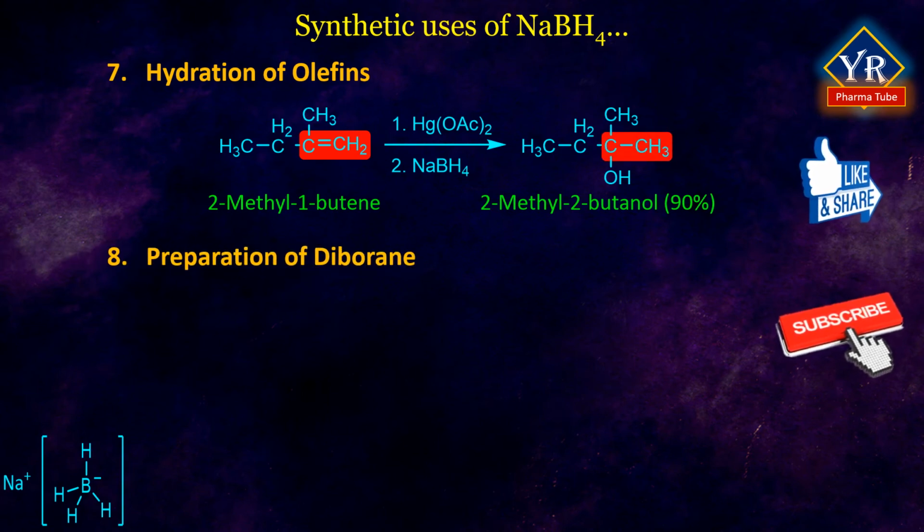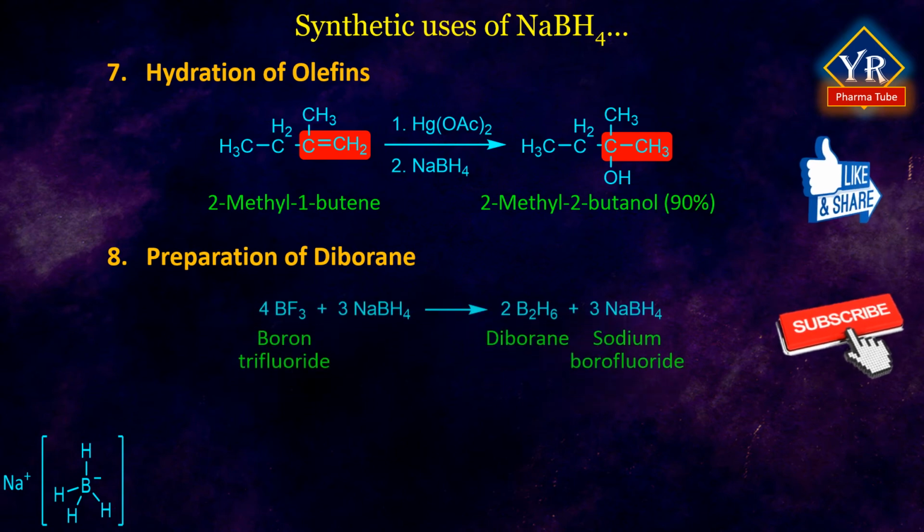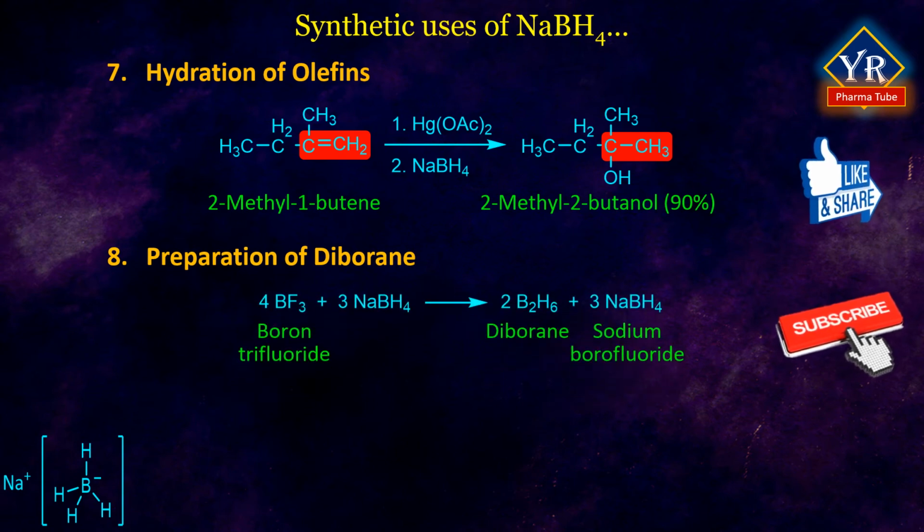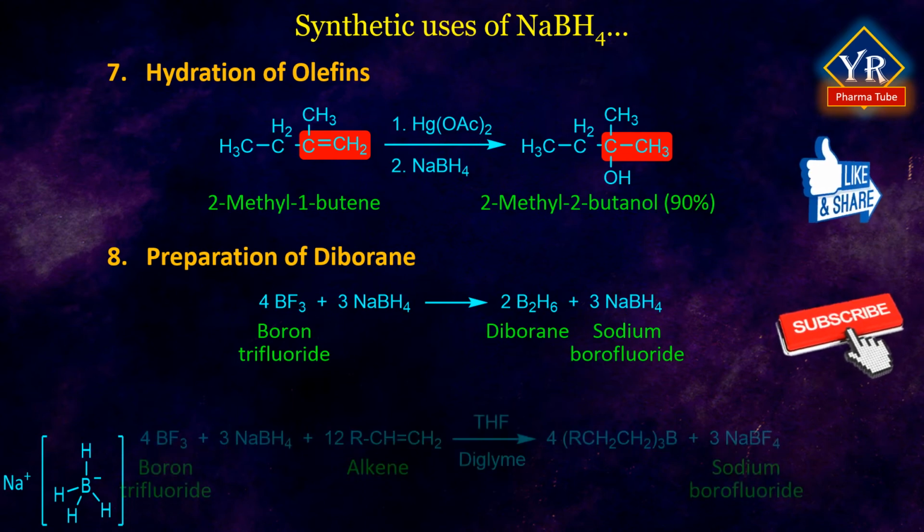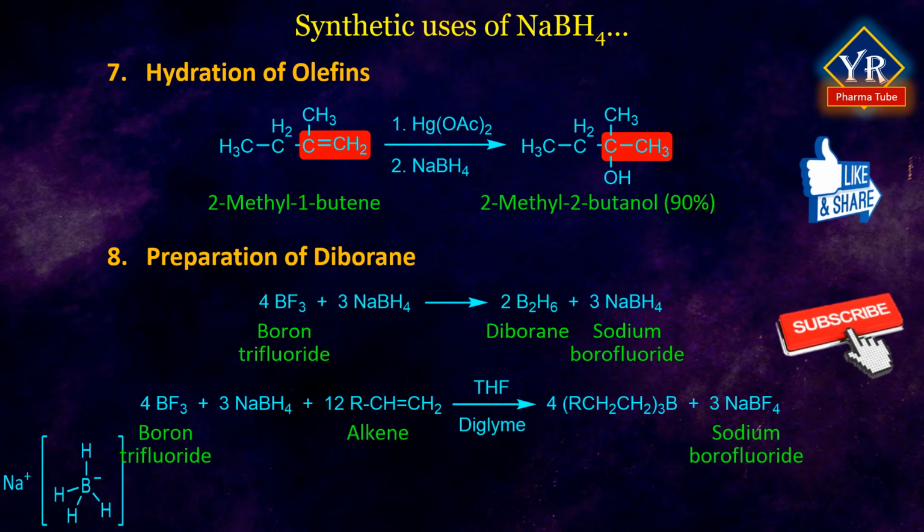Number 8. Preparation of diborane. Diborane is used for the hydroboration of alkenes and is prepared by reacting boron trifluoride with sodium borohydride. Hydroboration is done in situ either in tetrahydrofuran or in diglyme.